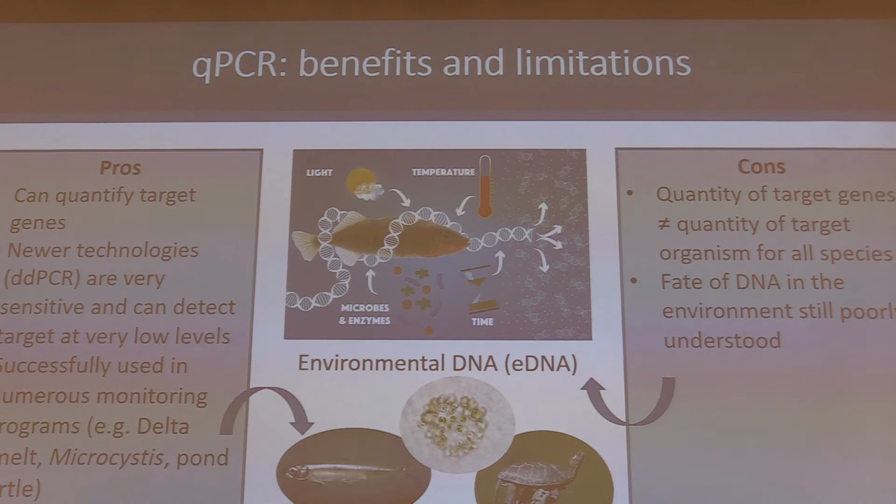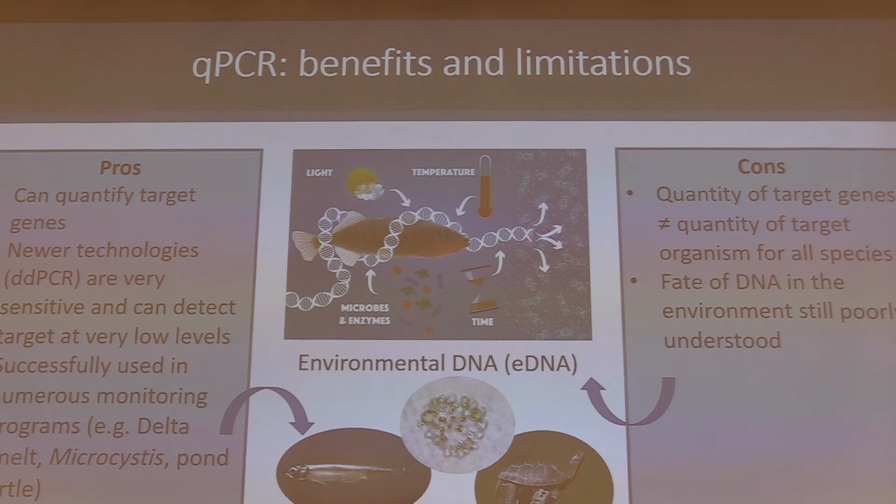Additionally, one of the big limitations of the quantitative PCR approach is that there are a lot of questions about the fate of DNA in the environment that are still poorly understood. So that has everything to do with, once the DNA leaves the organism, where does it go? Does it travel downstream? Does it glom onto some organic matter present in the sample? Does it get degraded by UV radiation or temperatures or different microbes that are digesting it?